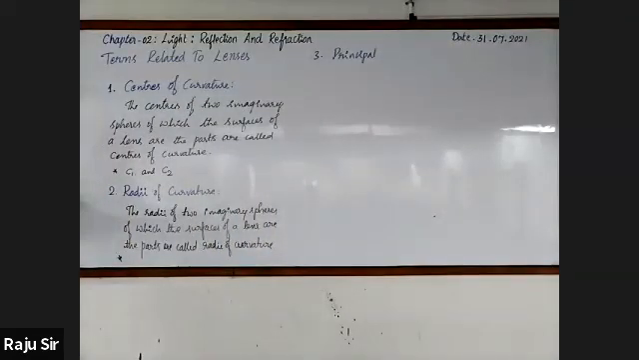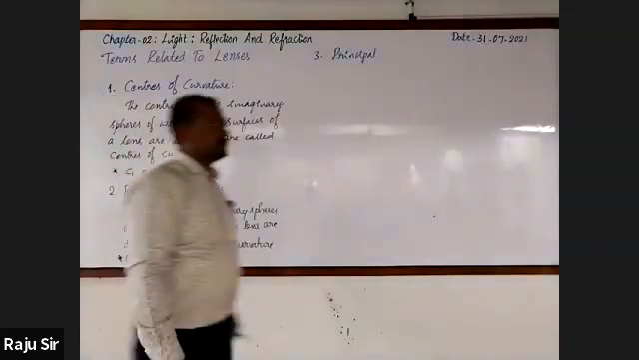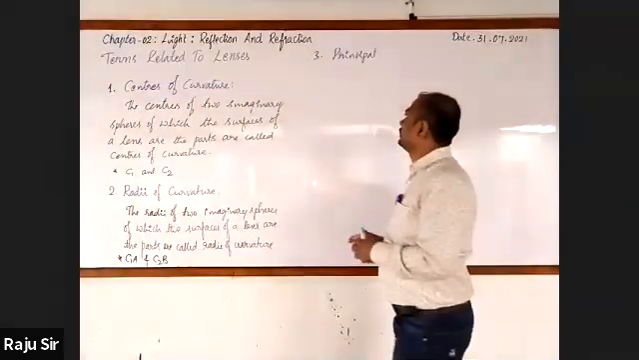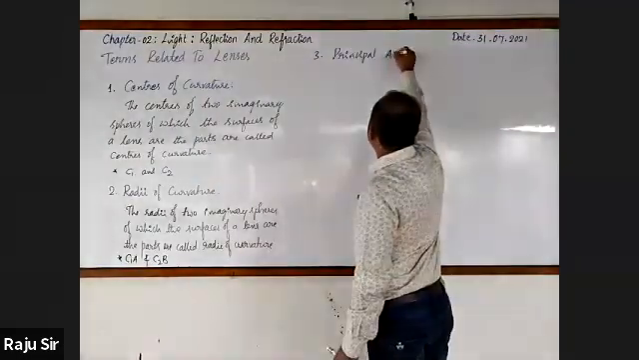Radii. What are the radii which I had marked earlier? It is R1 and R2, C1A and C2B. Third, principal axis.